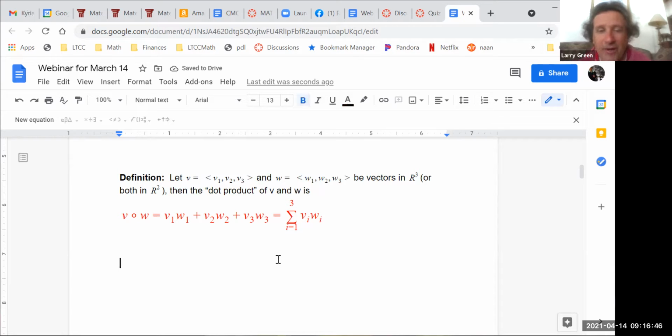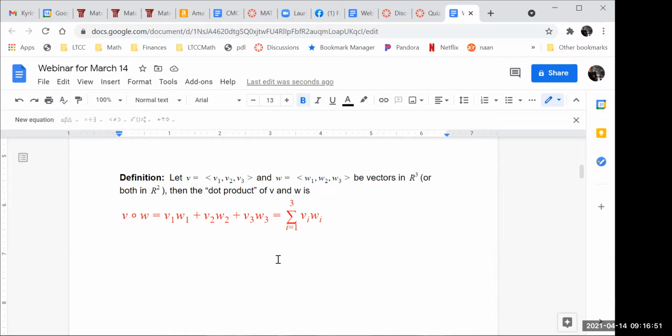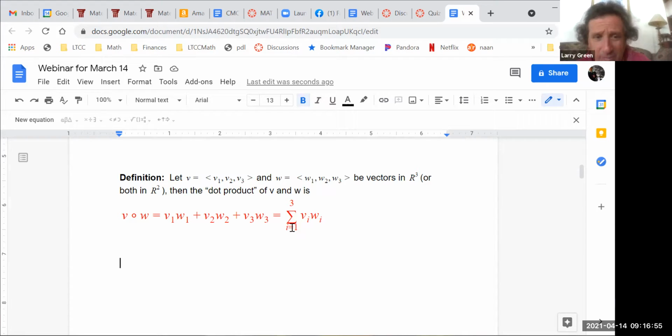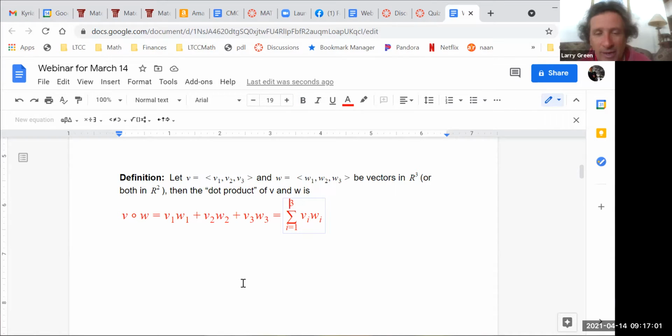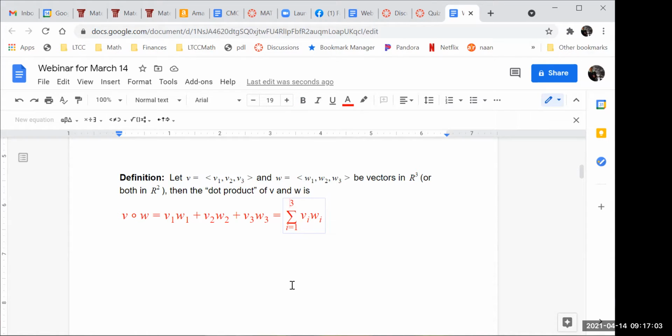So if you're in R100, what's the only difference? It would be 100. Not i equals 100, but the 3 up here would become a 100. Yeah, that makes sense. That's a fast way to write it.